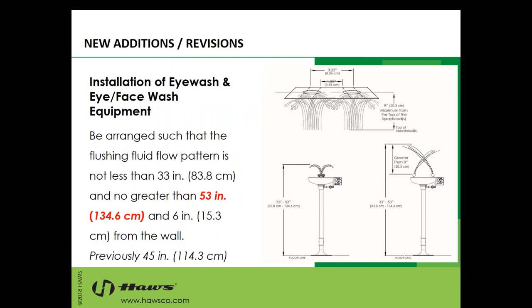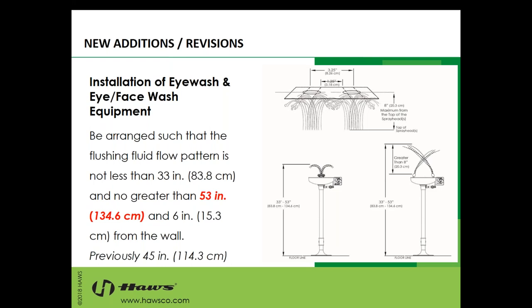Now for the installation of the eyewash and the eye face wash equipment, this measurement was really important, and I'm really glad they did this. And they made it so that the flushing fluid, the flow pattern from the heads of the eye wash or the eye face wash cannot exceed 53 inches and cannot go below 33 inches. And this is important to prevent injurious flows. That flushing fluid flow pattern also needs to be 6 inches clear from any wall so we don't hit our heads when we're trying to use the equipment.